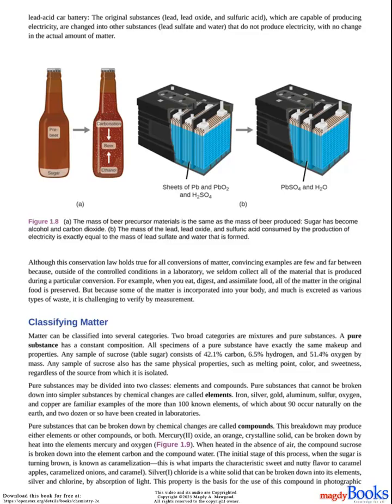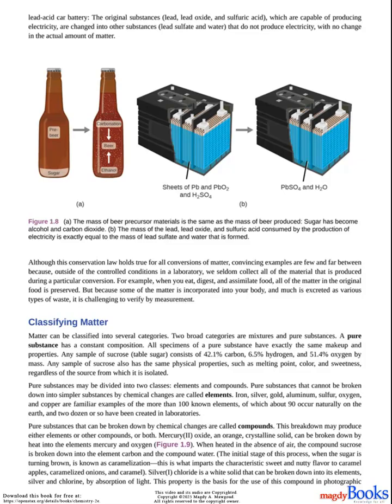1.2.1. Classifying matter. Matter can be classified into several categories. Two broad categories are mixtures and pure substances. A pure substance has a constant composition. All specimens of a pure substance have exactly the same makeup and properties.